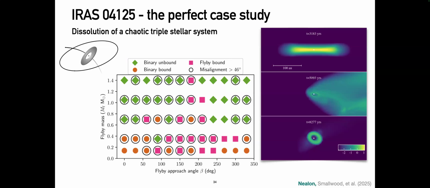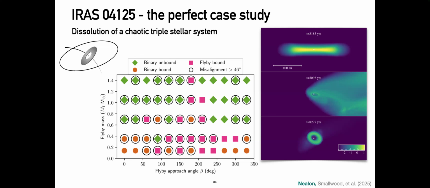We repeated this kind of experiment for a number of different parameters. So across the page on this graph from left to right, we're changing which direction the flyby comes from. This makes a big difference in the dynamical encounter. And then on the y-axis, we're changing the mass of the flyby. So how massive was the thing that came and interacted or ultimately was ejected.